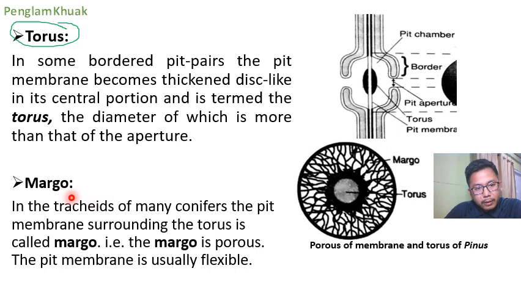Another term is margo. Margo is present in tracheids, that is, the xylem elements of many conifers, the gymnosperms. The membrane which surrounds the torus is called the margo, and this margo is porous, that is, holes are present. And this pit membrane, the margo, is flexible; it has some elasticity. This represents the porous margo of the membrane and the torus of Pinus.